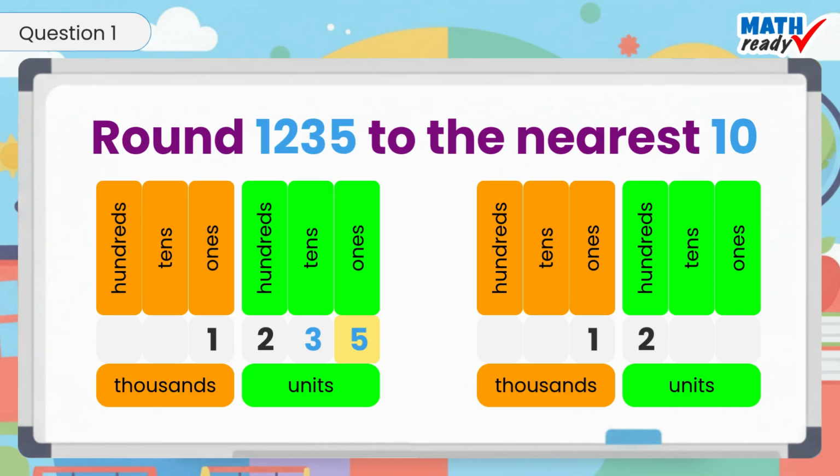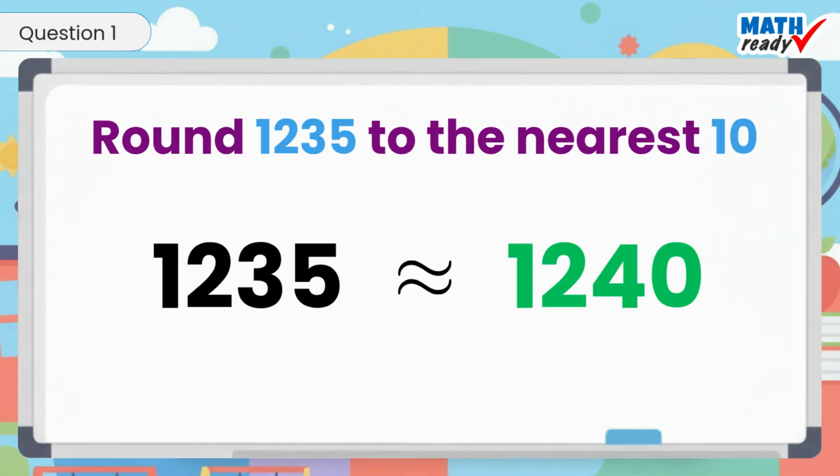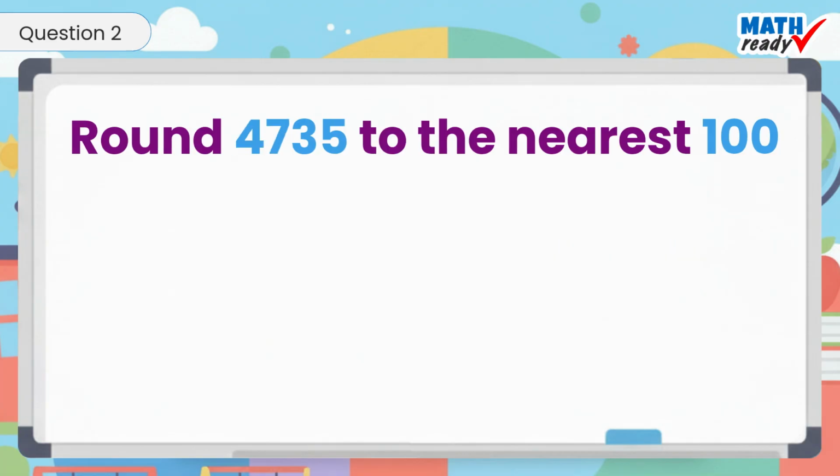Since our ones place digit is a 5, we are rounding up, so the tens place digit increases by 1, meaning it goes from 3 to 4, and the ones place digit becomes a 0. So 1235 rounded to the nearest 10 is 1240.